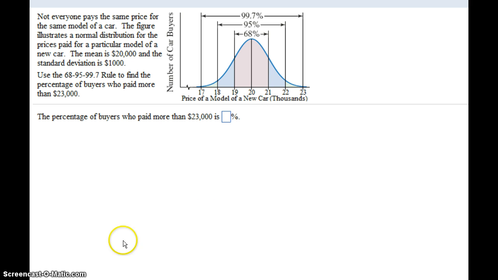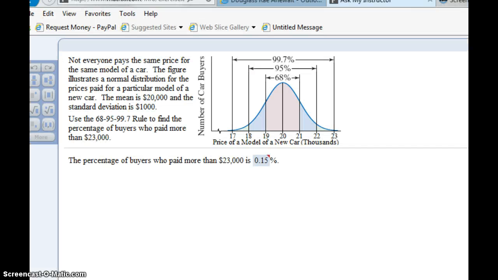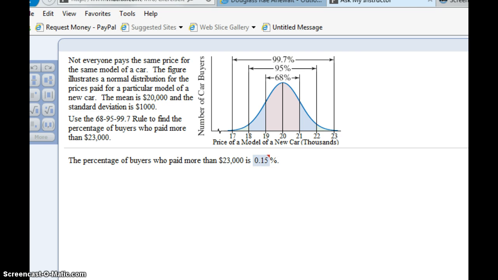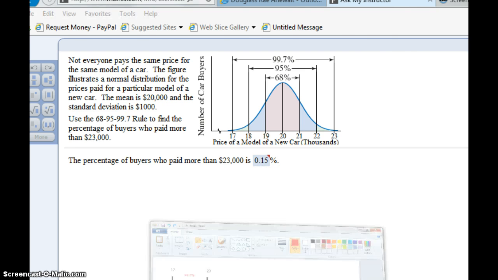So let me jump over to a picture I can draw really quick. As I was explaining, 99.7% of people are going to spend between 17,000 and 23,000, which leaves 0.3% to be either above 23,000 or below 17. As a decimal, that would be 0.003. I think this problem actually wants it as a percentage, so we'll leave it as a percentage here.